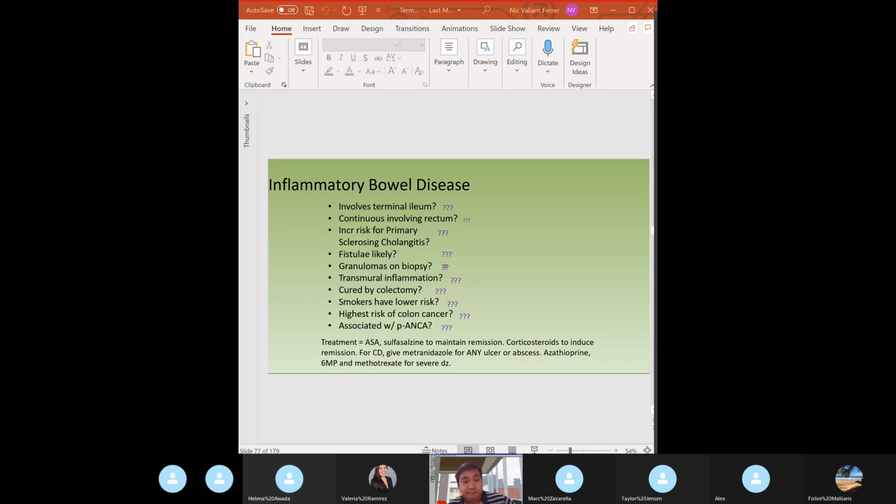Why? PSC can lead to a higher risk of cholangiocarcinoma. Next, fistula likely. You can have fistula. Crohn's or UC? UC. Careful, fistula formation is Crohn's, exactly. What can we give? Metronidazole. Granulomas on biopsy.